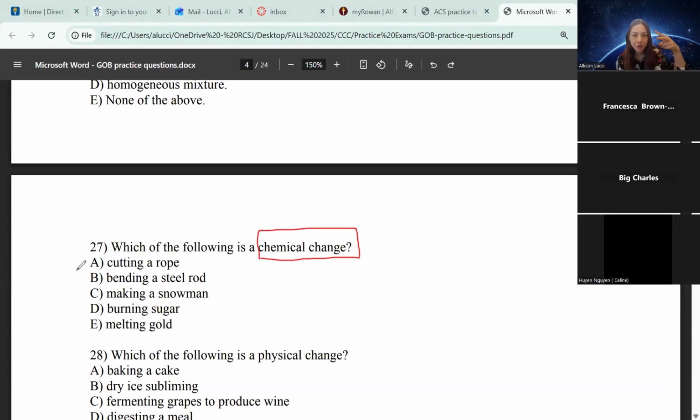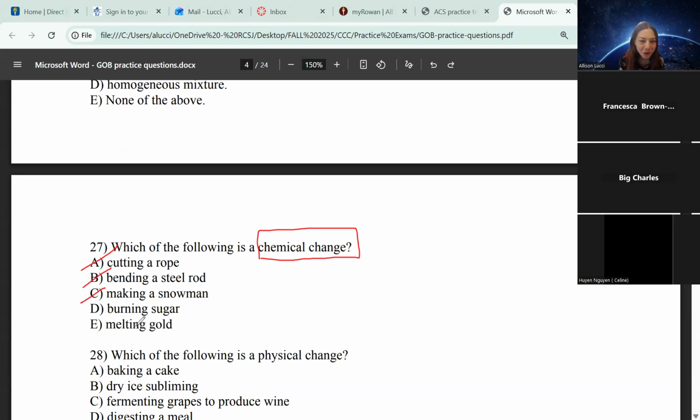So if I were to cut a rope, I just have two pieces of rope. So nothing chemically happened there. Bending a steel rod. Instead of breaking something, now I'm just deforming it, I'm bending it. So no chemical change there. Making a snowman. Well, we're just changing the shape of the snow.